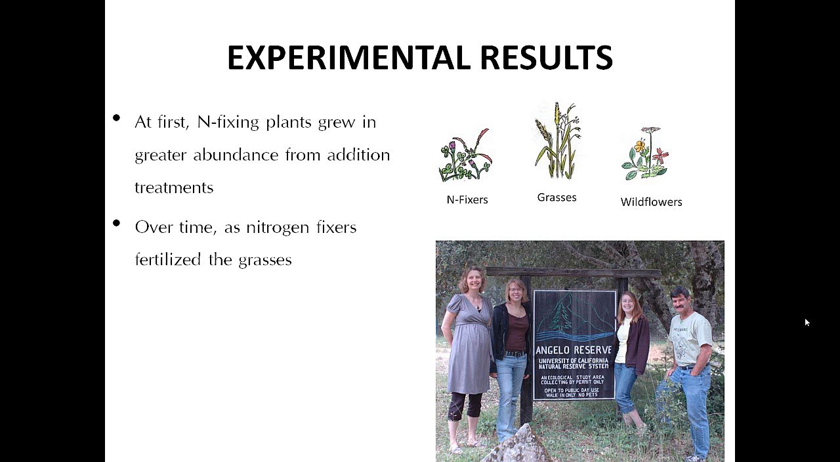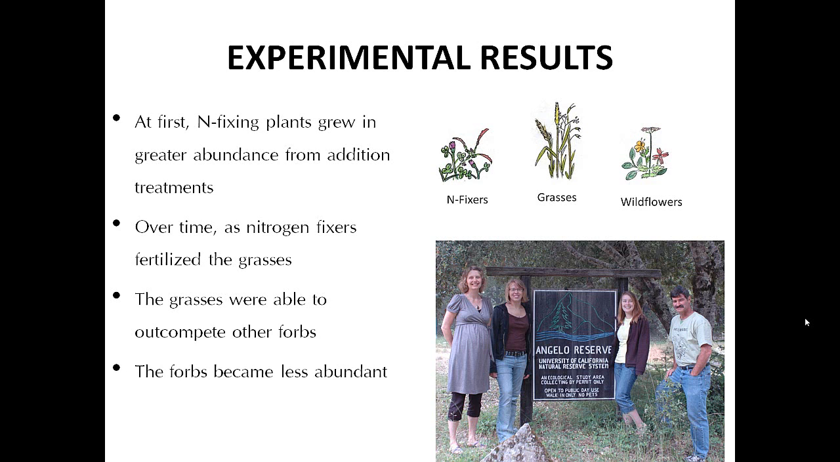Over time, the nitrogen fixers, when they died, added fertilizer to the grass, which was good. So the grass grew very, very tall, and was able to outcompete other forbs. Now, forb is another name for a non-grass plant, so the wildflowers. The forbs became less abundant, and because certain organisms depended on those forbs for their habitat or food, species diversity began to decrease, not only of the plants that were there, but also the other organisms that relied on those forbs.